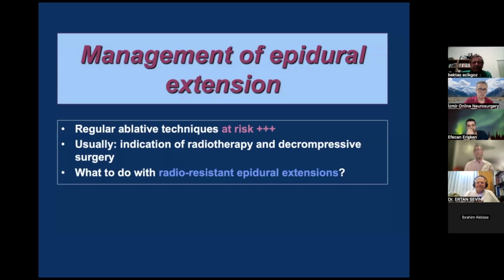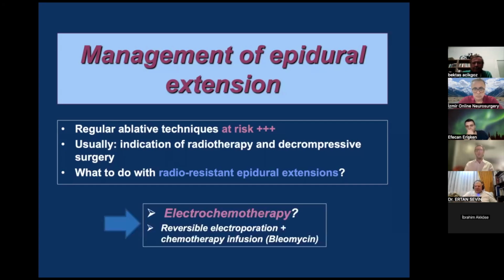So usually, when you have a huge epidural extension, it's a contraindication to regular vertebroplasty. In this configuration, it's also a risky situation for ablation therapy. And usually, what we do is radiotherapy and decompressive surgery. But in some cases, the epidural component is radioresistant, so the radiotherapy is not efficient on this epidural extension.